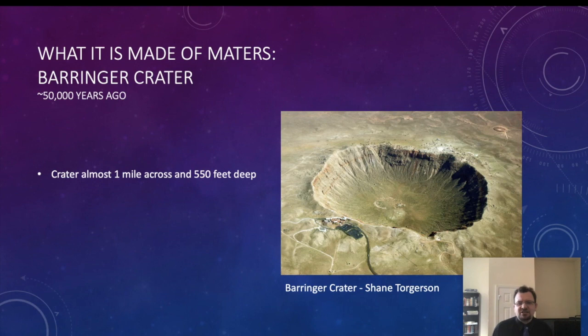This is a picture of the Barringer crater, which I have been lucky enough to go visit. This crater is almost a mile wide and 550 feet deep. Given that this hit about 50,000 years ago, and erosion has happened, it used to be a lot bigger. This was caused by an asteroid that was way smaller, like a fourth of the size across, so only about 50 meters across.